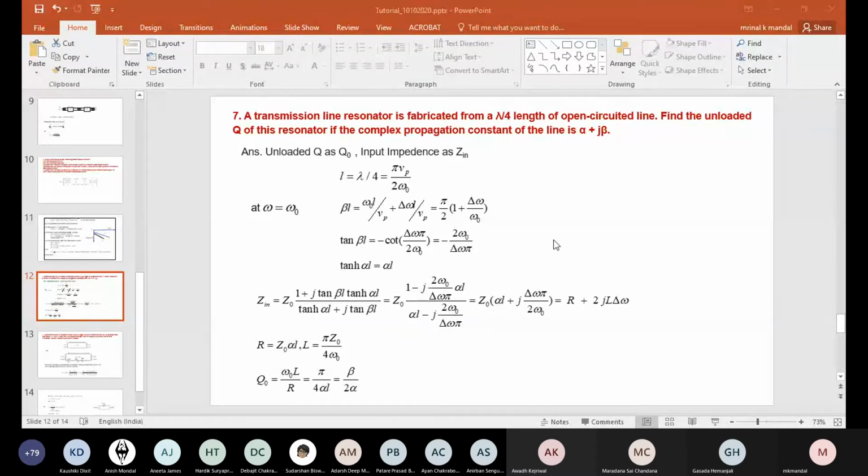So we consider two frequencies very close to each other at resonance, right? And over that frequency band, we find the stored energy and other things. We'll be using the same formula, same approach here. Well, first let us represent L in terms of Vp. L is lambda by 4. So lambda, that you know, is Vp by f naught.